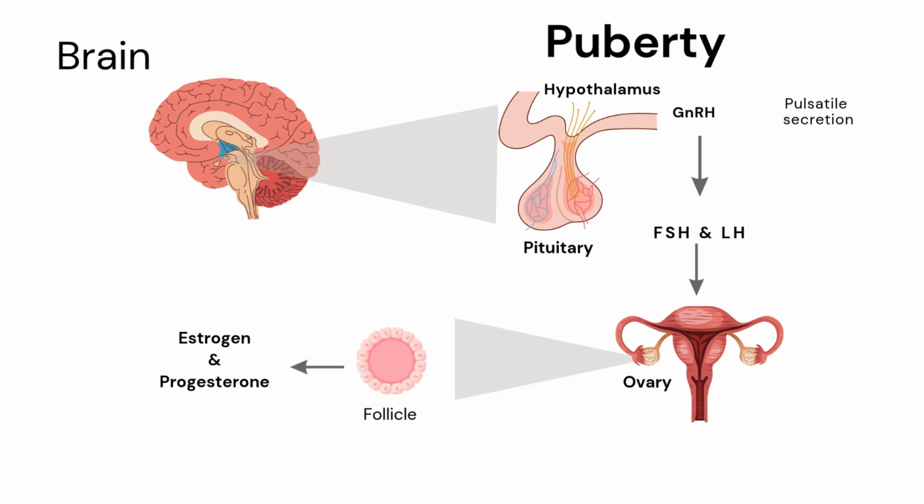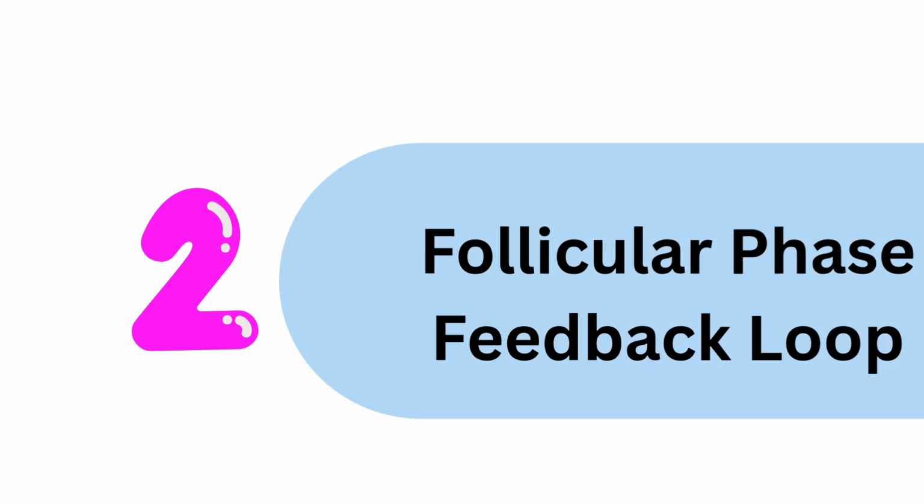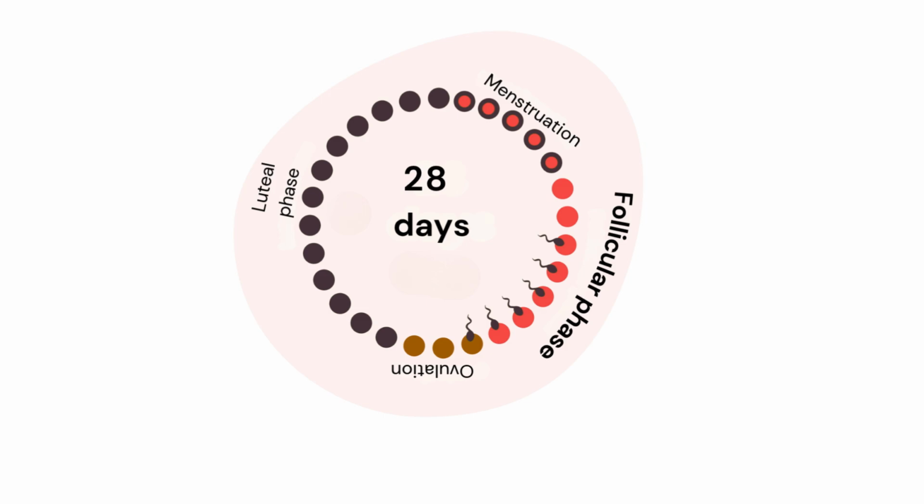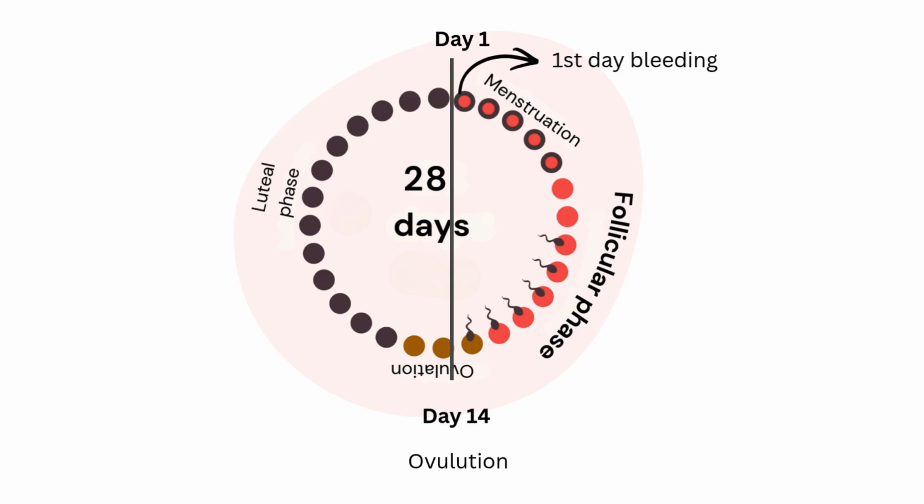Section 2, the follicular phase feedback loop. Okay, let's look at the first 14 days of an average 28-day cycle, which we call the follicular phase. This phase is all about preparation, and honestly, competition among the ovarian follicles. Keeping the chronological timeline in your head is essential. Day 1 is the first day of menstrual bleeding, day 14 is ovulation, and day 28 wraps the whole thing up. But it's the invisible feedback loops driving these exact dates that are actually going to be tested on your exams.